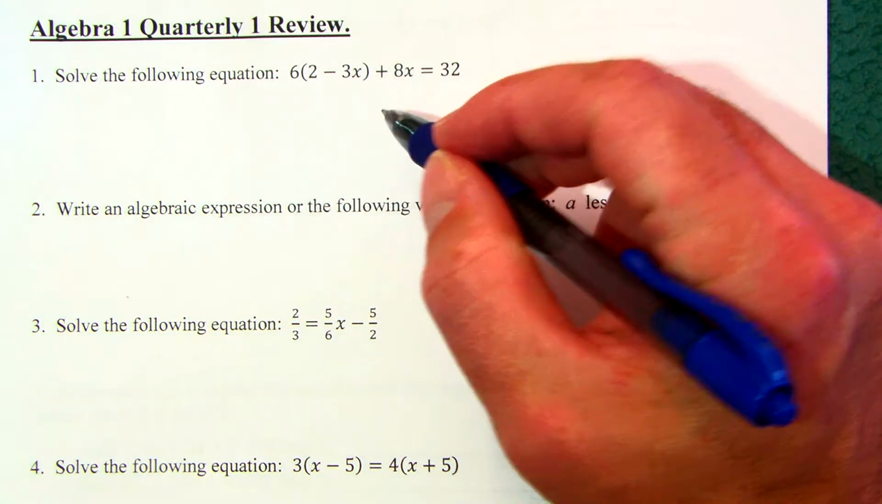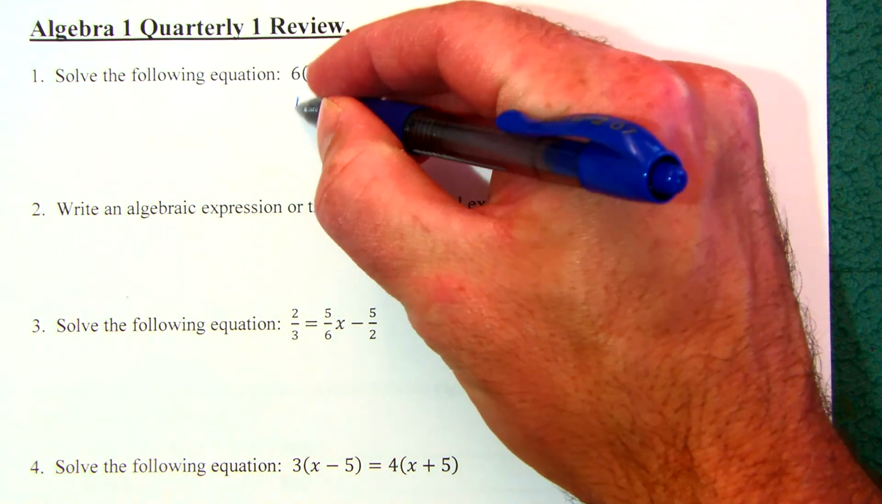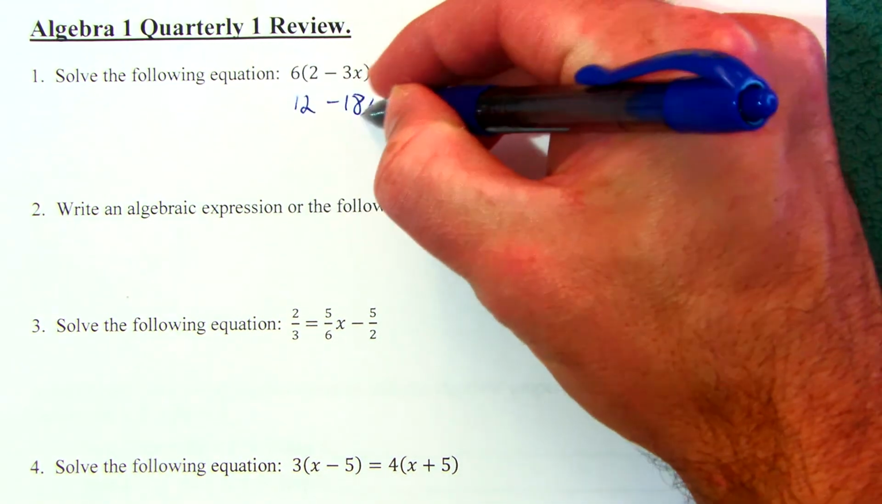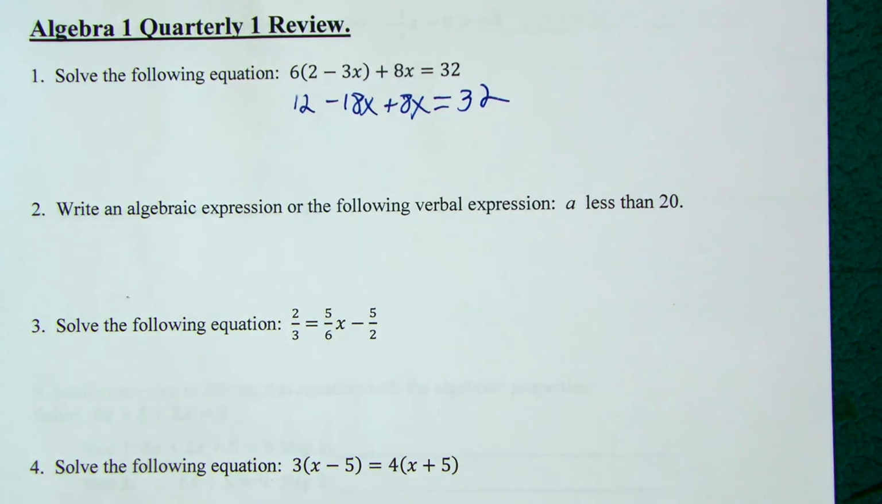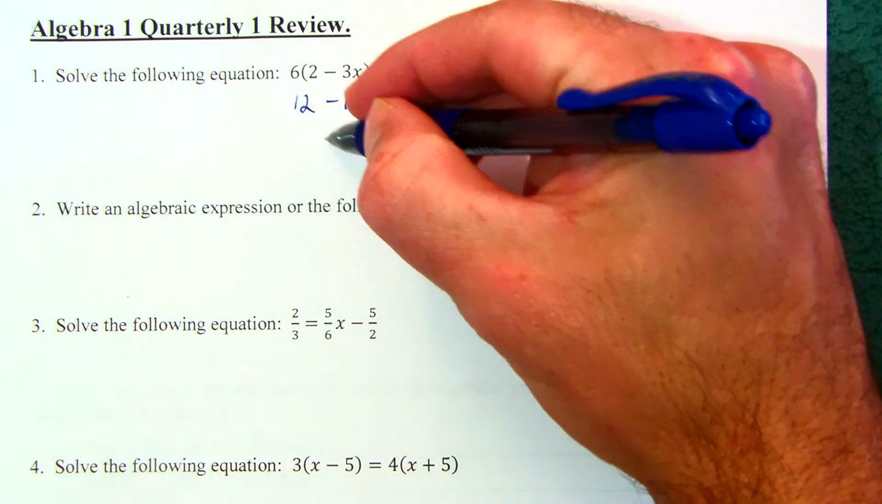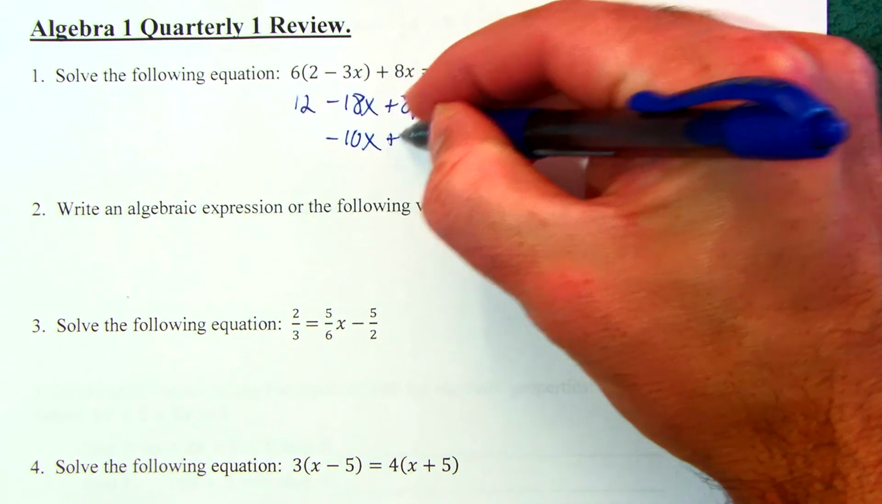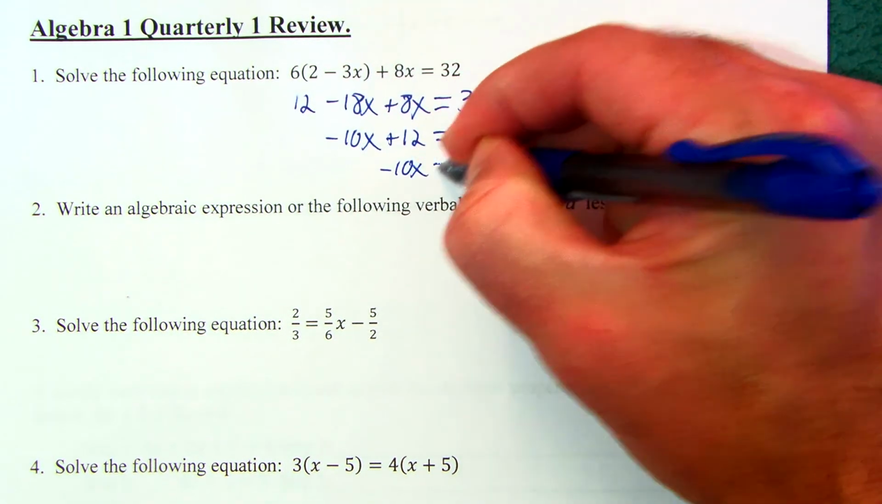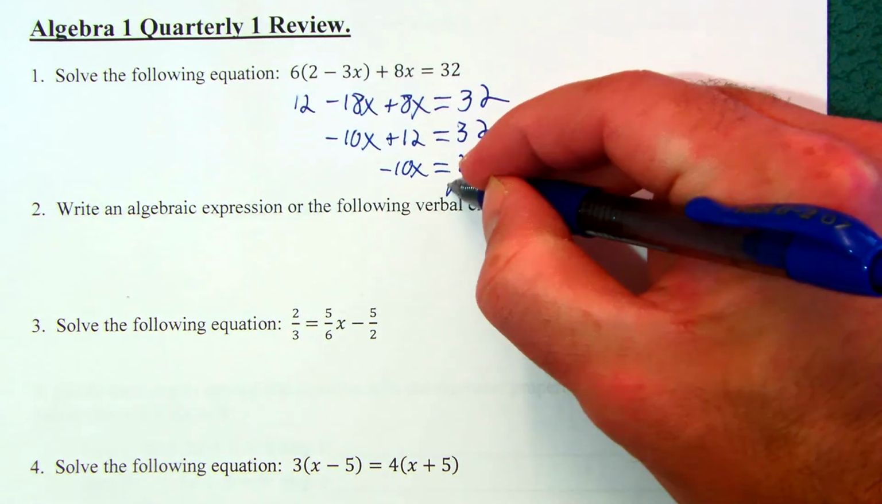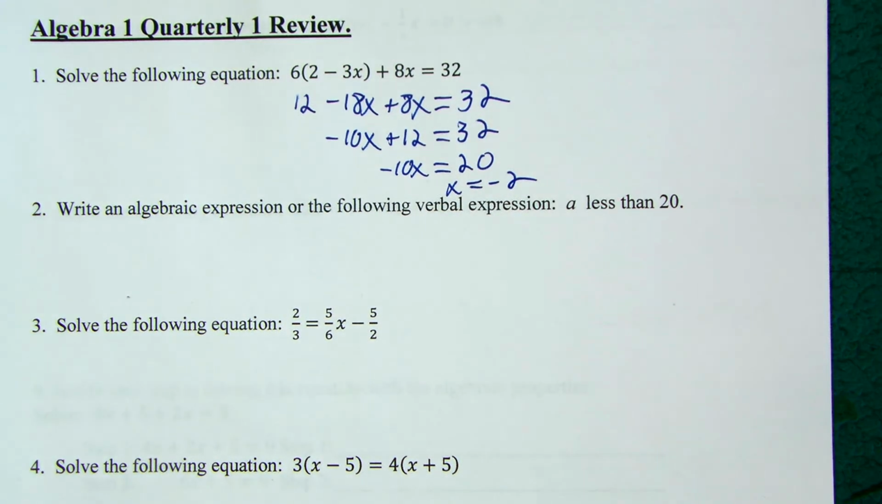So number one here, you got to do distributive property first. We get 12 minus 18x plus 8x equals 32. Your like terms here are the minus 18x and the plus 8x. So negative 10x plus 12 equals 32. Then you'll get negative 10x equals 20. So that means x is going to equal negative 2 for a final answer there.